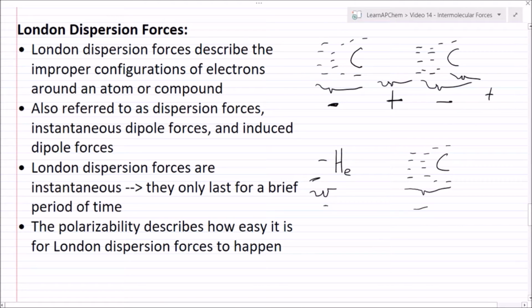If something has more electrons further away from the nucleus, it is going to be more polarizable, meaning that these dispersion forces will happen easier and that they will be stronger. So note that more electrons means more polarizable, means stronger London dispersion forces.